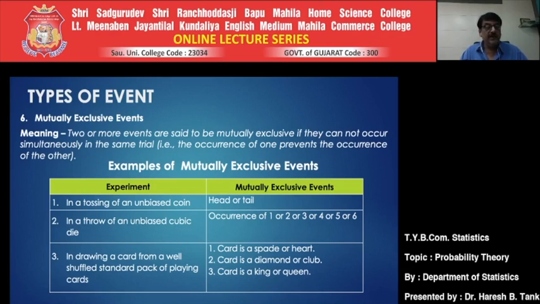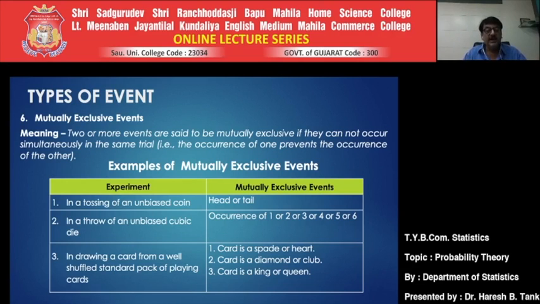In a throw of an unbiased cubic die, occurrence of 1 or 2 or 3 or 4, 5 or 6, all of them are mutually exclusive. Because when you throw a dice, let us suppose 3 comes on the surface. So naturally, occurrence of 3 simply discards the possibility of getting 1, 2, 4, 5 or 6. That is how they are called mutually exclusive events.